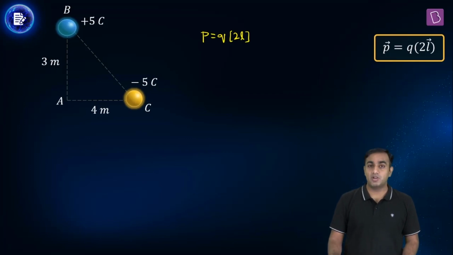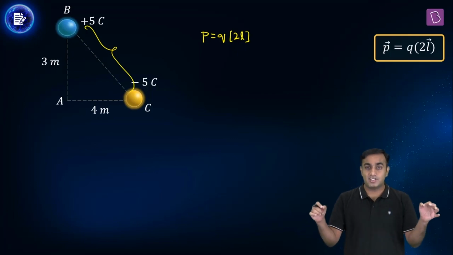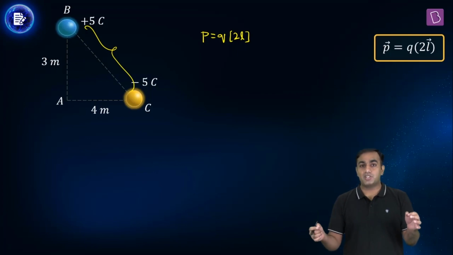P is the magnitude of the electric dipole moment vector. Q is the magnitude of either of the charges. Remember, magnitude. 2L is the separation distance between the two charges given. What about the direction of the electric dipole moment vector? Simple. It is along the line joining these two charges and in direction from negative charge towards positive charge.